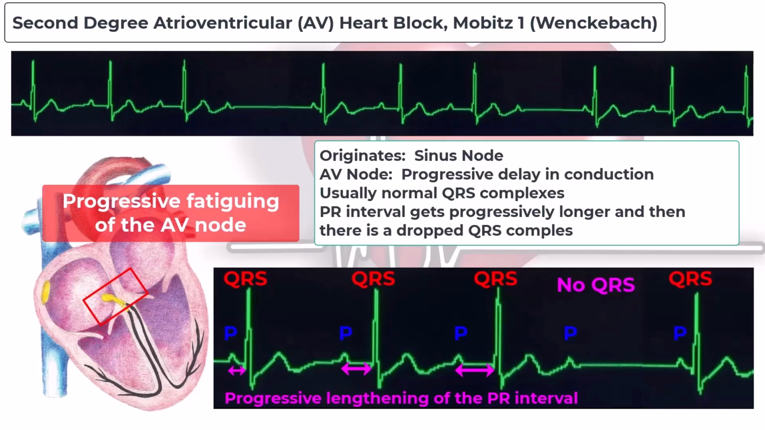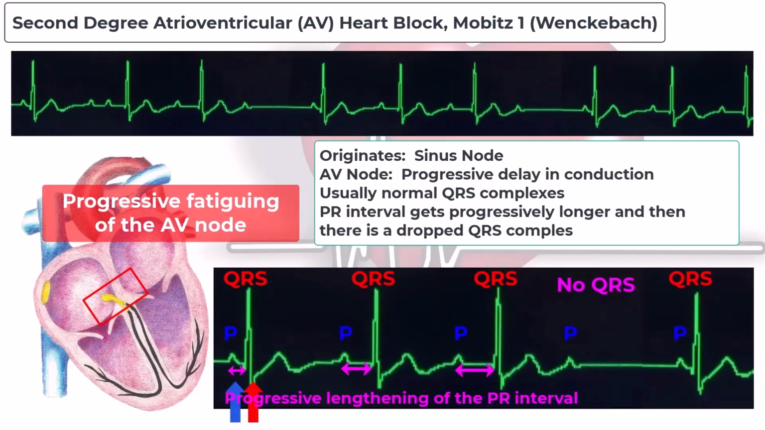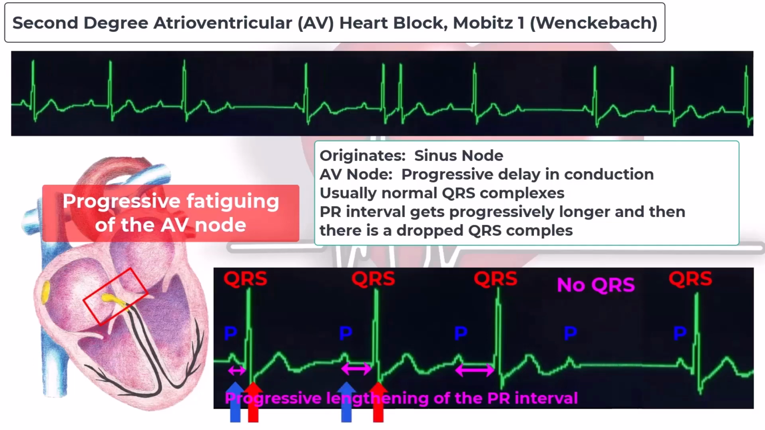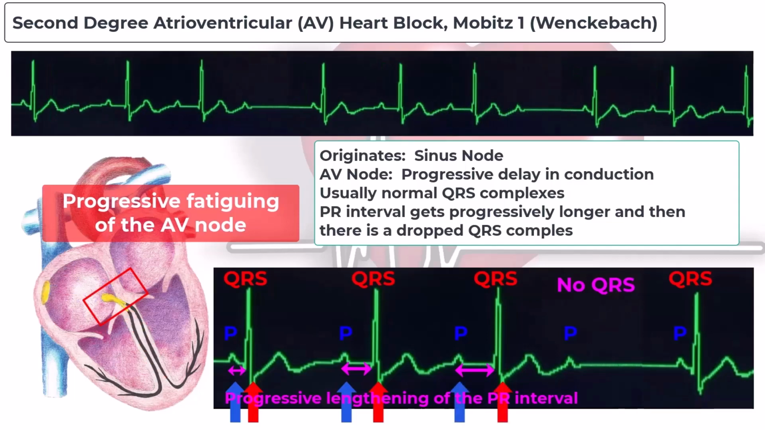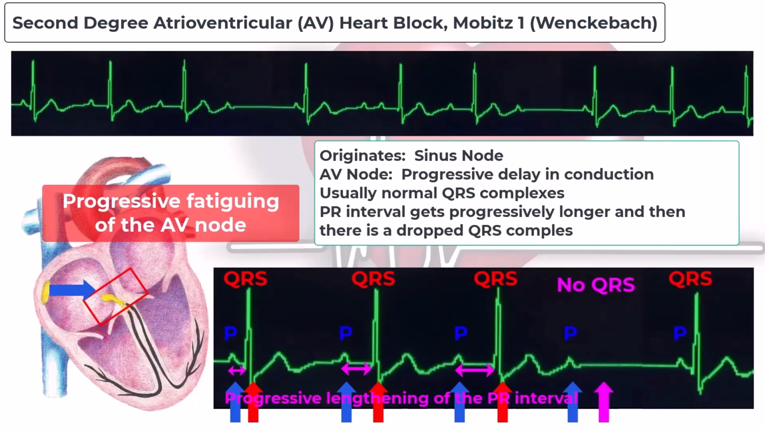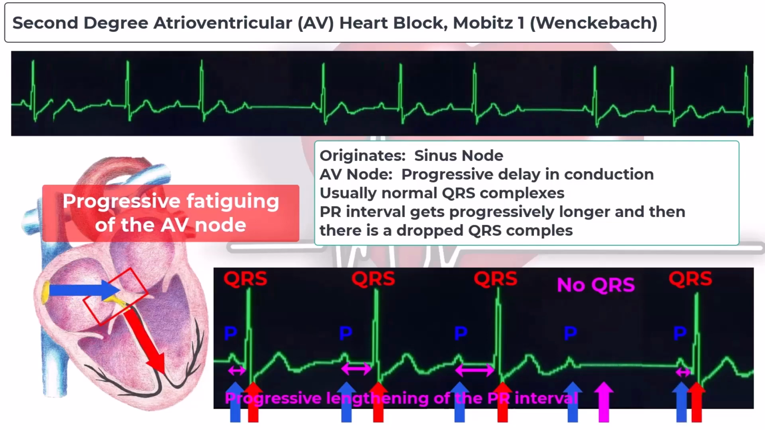fails to send a ventricular beat through. This results in a dropped QRS complex. Here you see a sinus beat, PQRS, followed by another sinus beat, PQRS, with a longer PR interval, followed by another sinus beat, PQRS, with an even longer PR interval, and then a P wave with no QRS following. The cycle then repeats, beginning with a sinus beat, PQRS, with a relatively short PR interval.